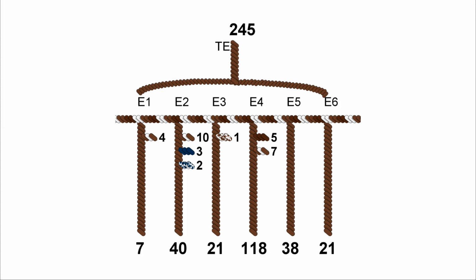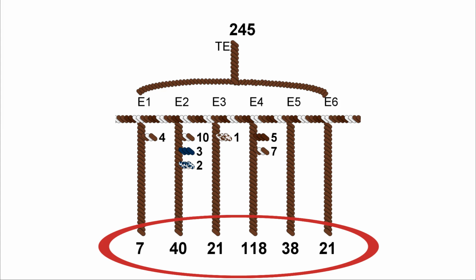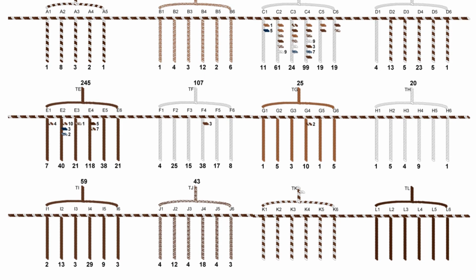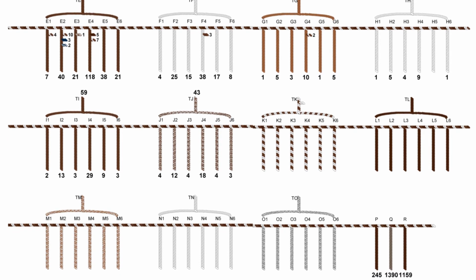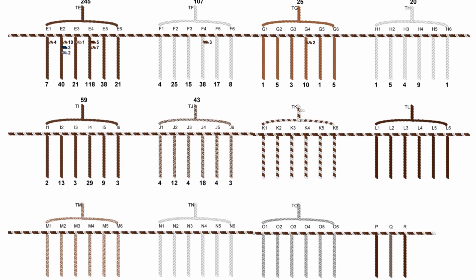But I already discussed this in a previous video, so right now we are going to focus on the top chords. If we add up the value of all of these pendants together, so 7 plus 40 plus 21 plus 118 plus 38 plus 21, it equals 245. And this pattern persists throughout the Khipu. So if you want to pause the video and add these up on your own, go for it.